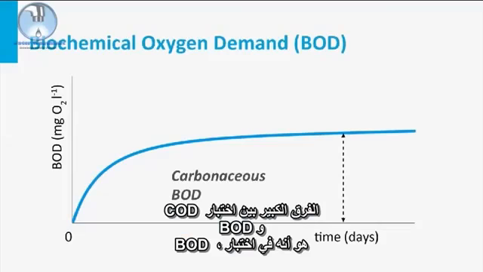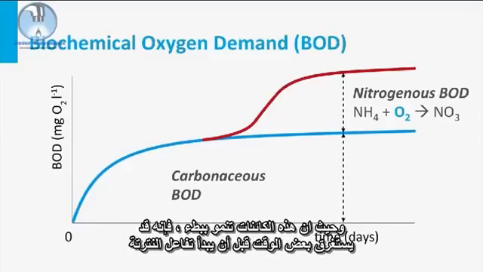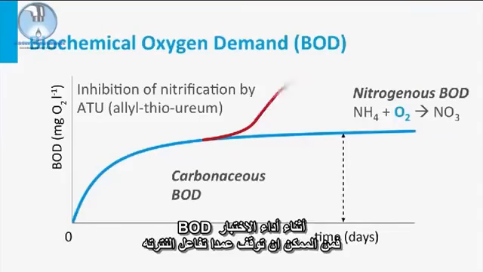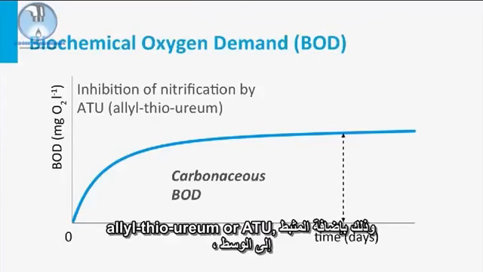A major difference between the COD and the BOD test is that in the BOD test, ammonium is biologically oxidized to nitrate, whenever this nitrifying capacity is available. Since the organisms grow slowly, it may take some time before the nitrification reaction starts. While performing the BOD test, it is possible to deliberately prevent the nitrification reaction by adding an inhibitor, allylthiourea or ATU, to the medium.